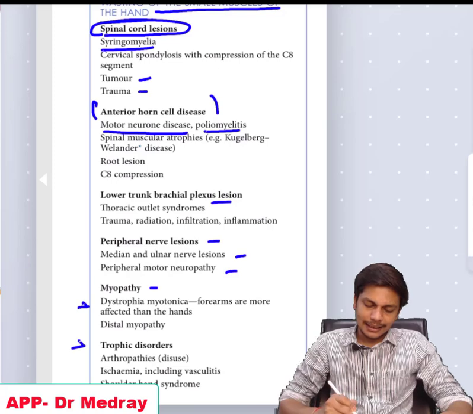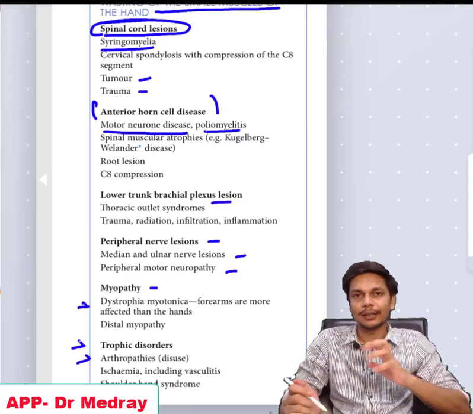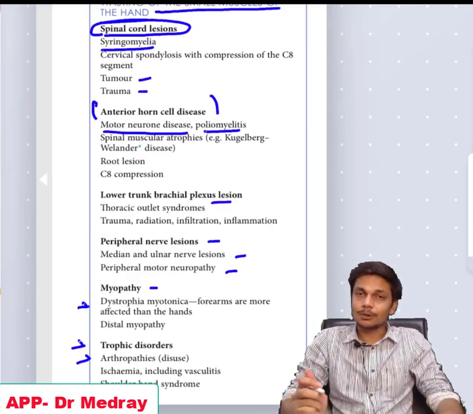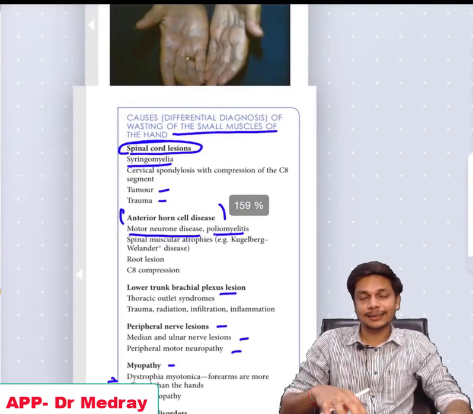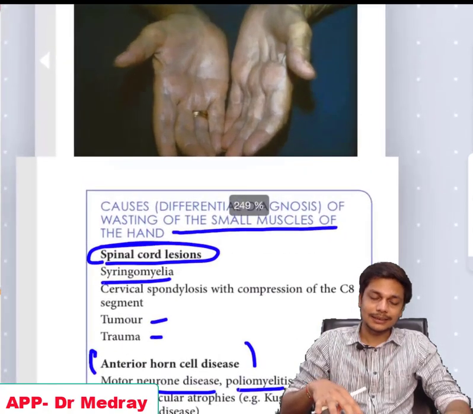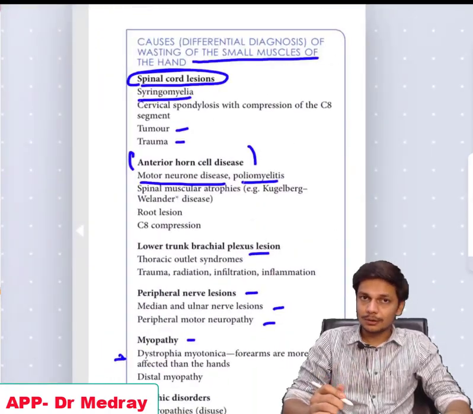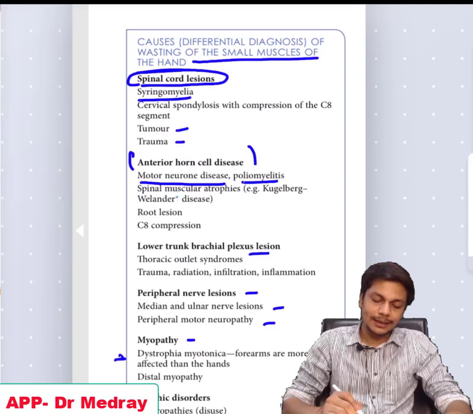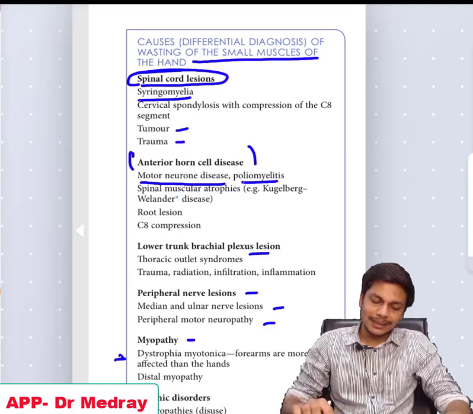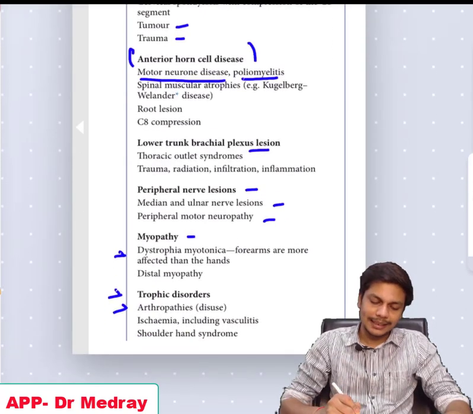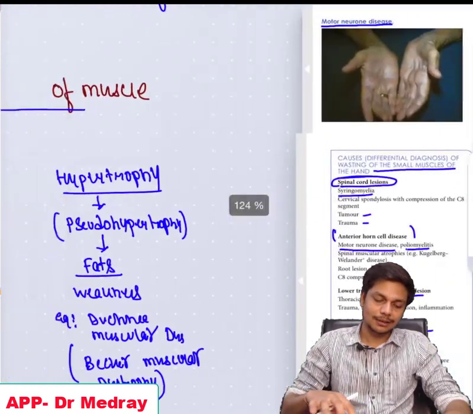And trophic disease like arthropathy, suppose the patient is having rheumatoid arthritis and cannot use his hand properly, that also can cause wasting of the small muscles of the hand. This is one important question that is asked every time in a viva voce examination: what are the causes of the wasting of the small muscles of the hand? So at spinal cord level, syringomyelia, anterior horn cell disease like poliomyelitis, motor neuron disease, brachial plexus lesion, peripheral neuropathy and myopathy like dystrophia myotonica can cause wasting of the small muscles of the hand.